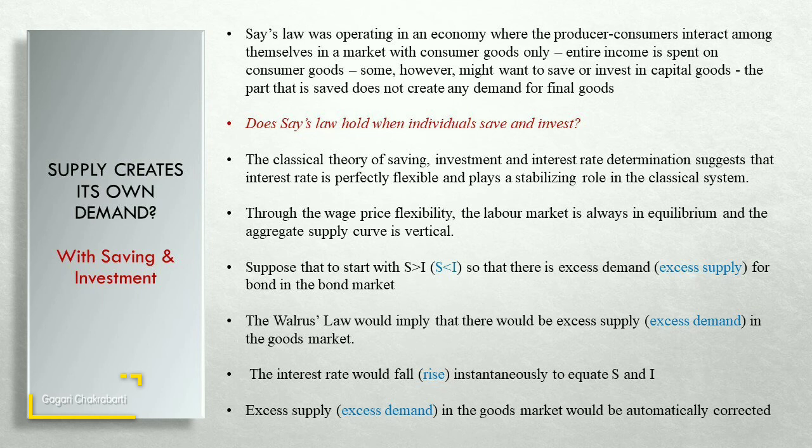So the interest rate flexibility will ensure that the bond market will always be in equilibrium, and the wage price flexibility will imply that the labor market is always in equilibrium. So therefore the goods market will always be in equilibrium. We can explain it in some other way also.